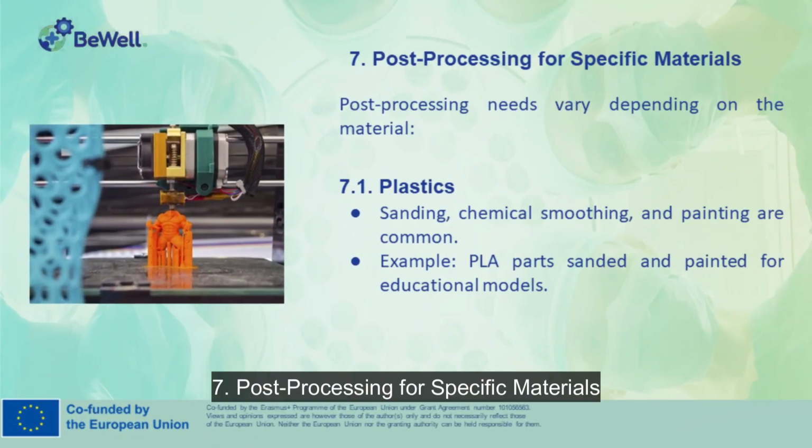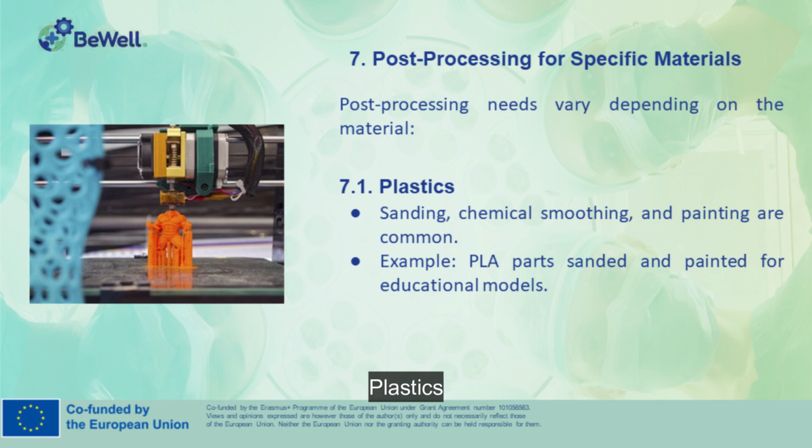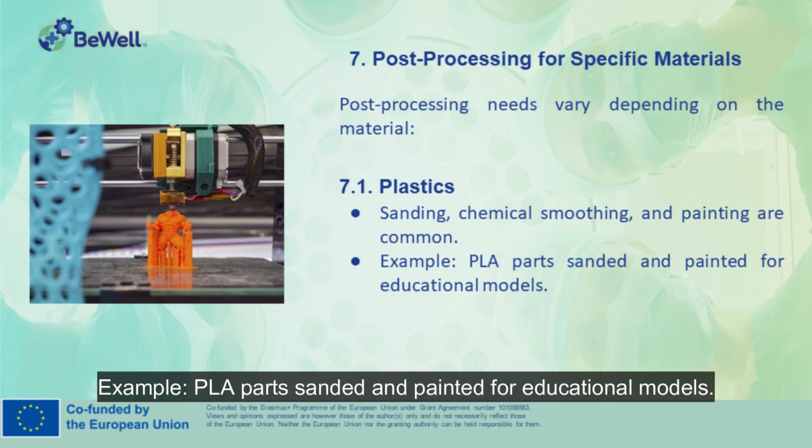7. Post-processing for specific materials. Post-processing needs vary depending on the material. Plastics. Sanding, chemical smoothing, and painting are common. Example: PLA part sanded and painted for educational models.